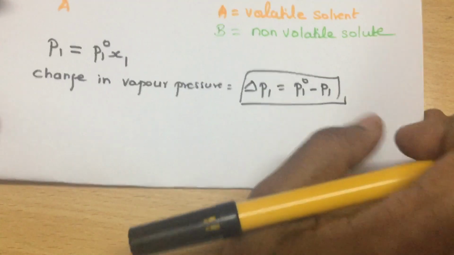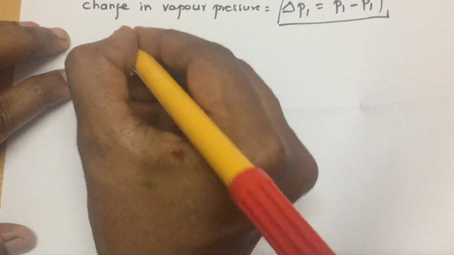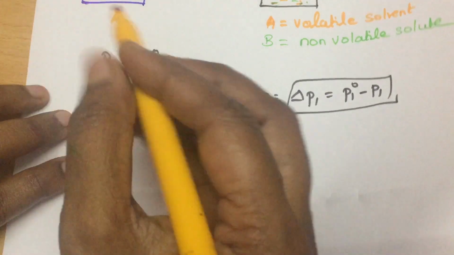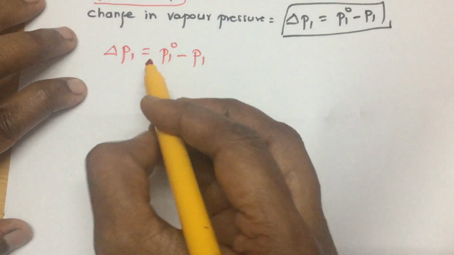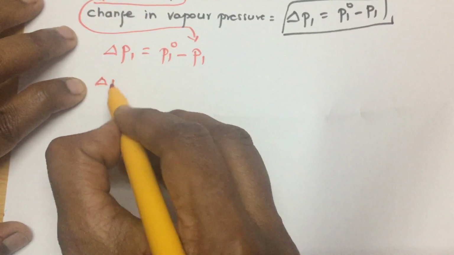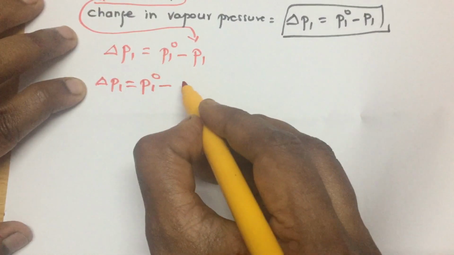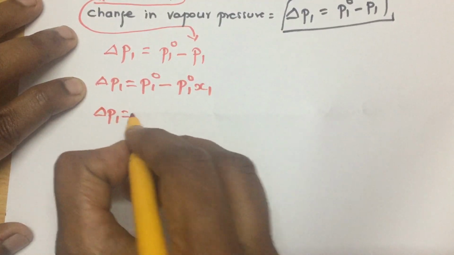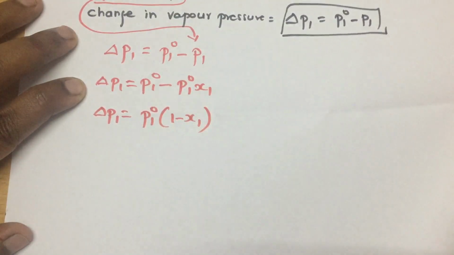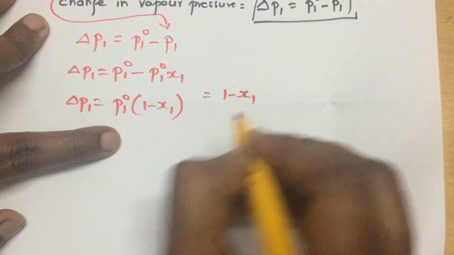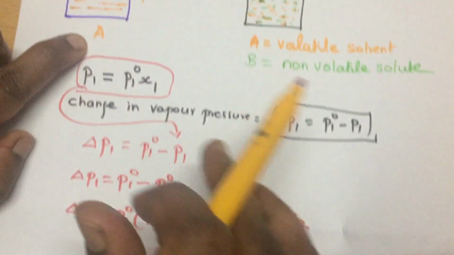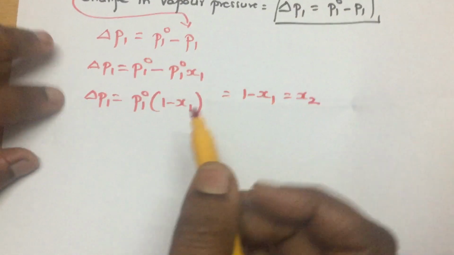Okay, so del P1 is equal to P1 naught minus P1. You know the value of this one, right? P1 is equal to P1 naught x1. So let's substitute it here. So del P1 is equal to P1 naught minus P1 naught x1. You know what is 1 minus x1? 1 minus x1 is equal to x2. So what is x1? x1 is the mole fraction of the solvent A.